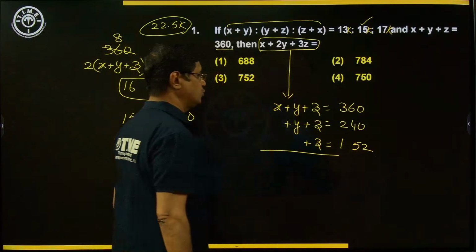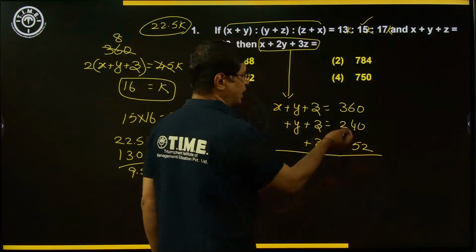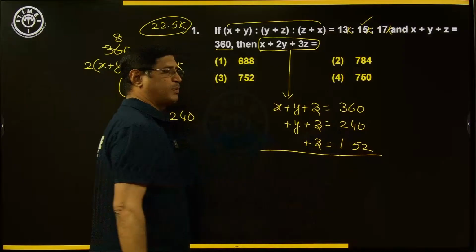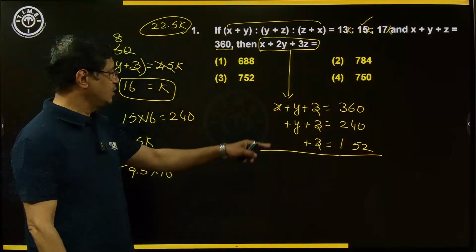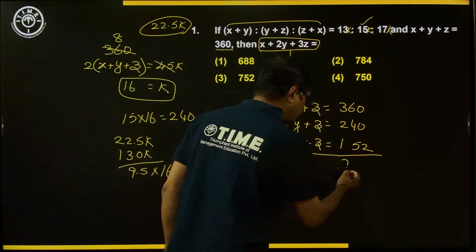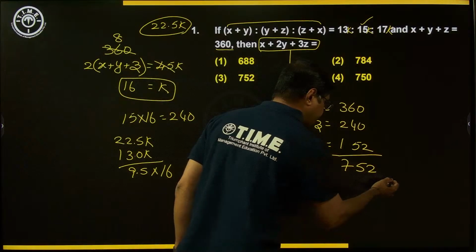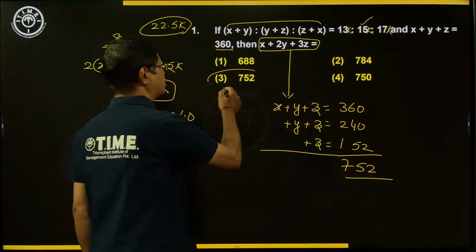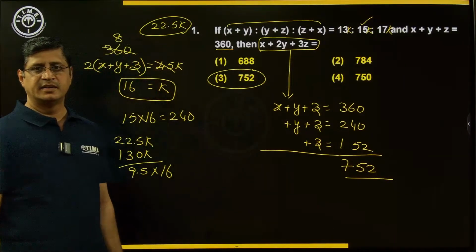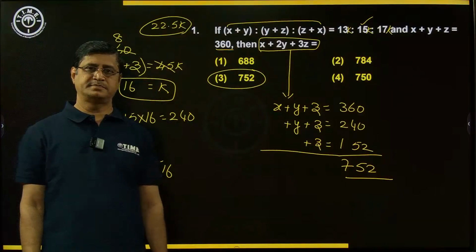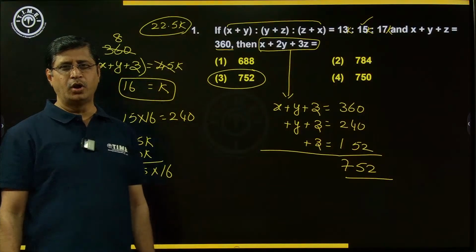Now by adding these values, 360 plus 240, that is 600, plus 152. Now the answer is 752. Right choice, option 3. The third choice is the right answer. Okay. Now look at the next example on your screen.